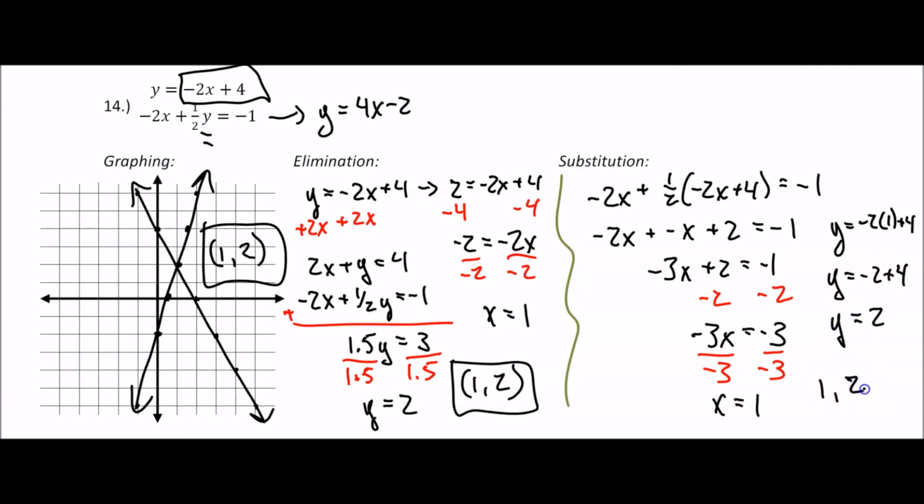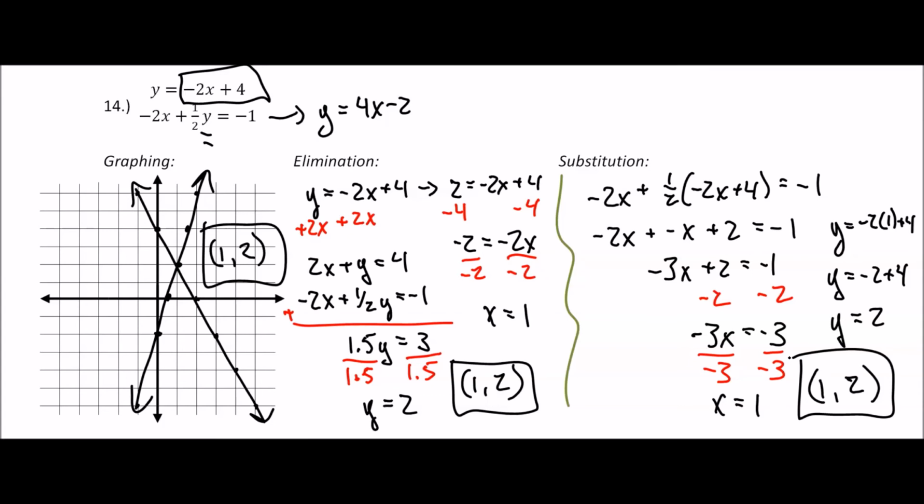So I still get the same answer, but now the question is which one of these was the best, which one was the easiest? Really, it's a little bit of opinion, but for the most part, substitution is by far the easiest method here. I didn't have to do any work up front to rearrange anything. It was already solved for y. I was just able to plug in and solve a simple equation.